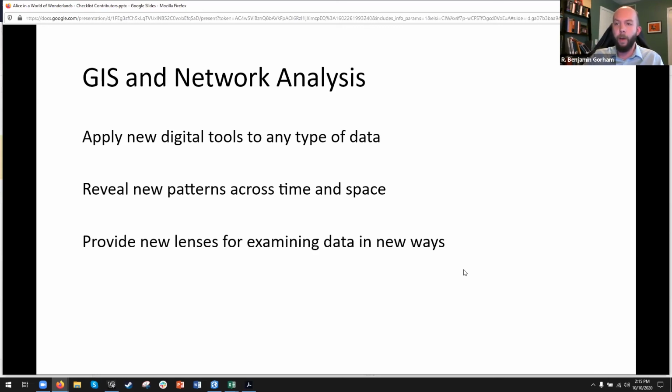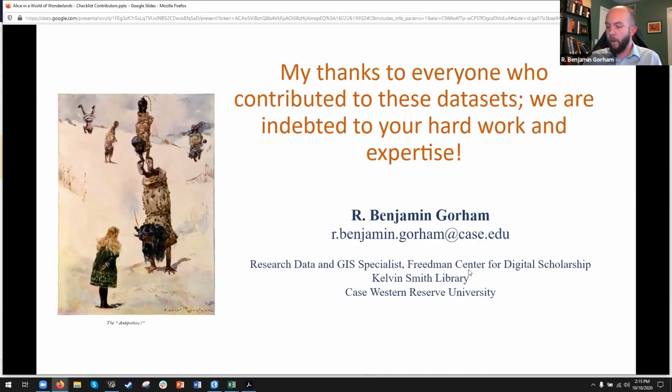What I really enjoy about using things like GIS and network analysis is they provide these new lenses for examining the data. And often they help us not only answer questions, but they help us discover new questions to ask, things we might not even know we could ask of the data. GIS and network analysis, other digital humanities tools will help us do. So while I'm not an expert on Lewis Carroll by any means, I'm always eager to explore how these applications can spread the gospel of DH to new fields.